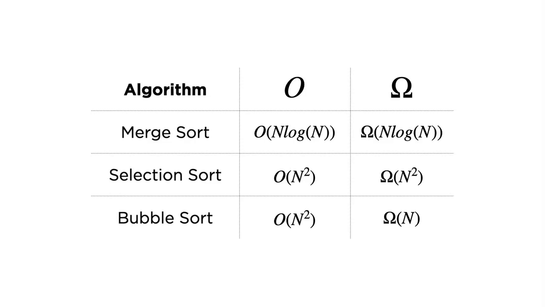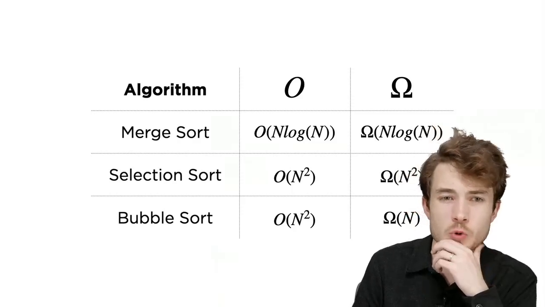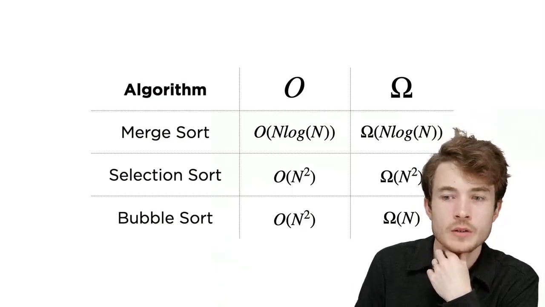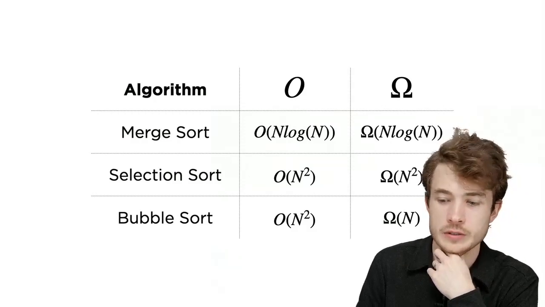Now this is faster than selection sort and bubble sort. So we'll see selection sort here. It was big O of n squared, and bubble sort is also big O of n squared. Now the omega notation for selection sort is also omega of n squared, but for bubble sort, omega of n. And so actually, I said earlier that merge sort is faster than these two, but can you think of a scenario where you might actually want to use bubble sort as opposed to merge sort? What scenario might you want to use bubble sort instead of merge sort?